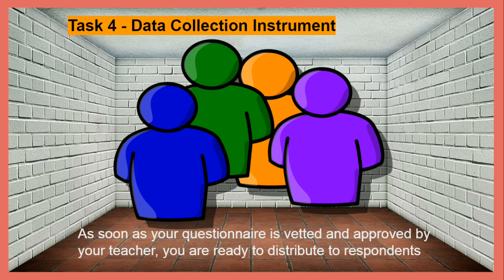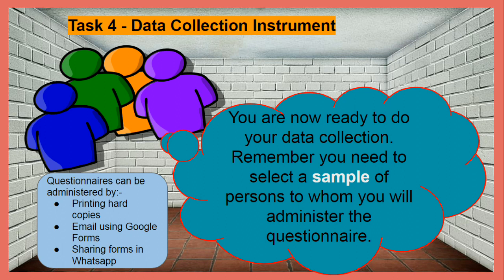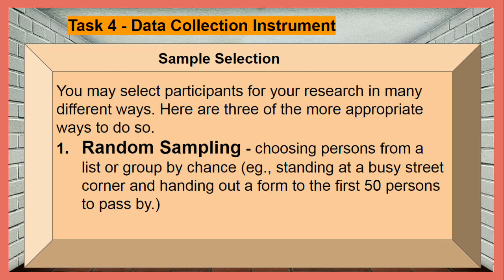As soon as your questionnaire is vetted and approved by your teacher, you are ready to distribute. Questionnaires can be administered in different forms. You can print hard copies and hand deliver. You can email using Google Forms, or you can create your forms and then share them in the WhatsApp groups. Remember that you need to select a sample of persons to whom you will administer your questionnaire. You may select participants for your research in many different ways. We are now going to explore 3 of the more popular sample selection methods.